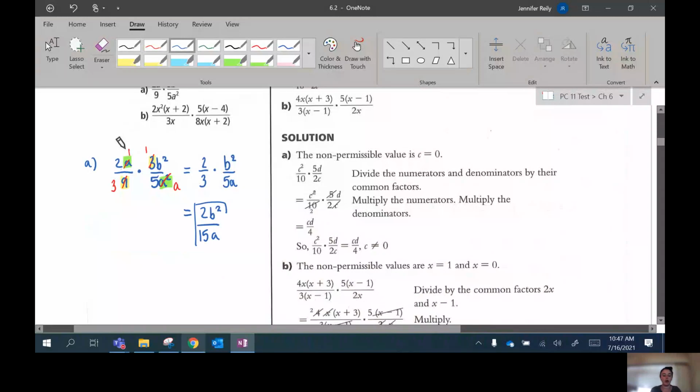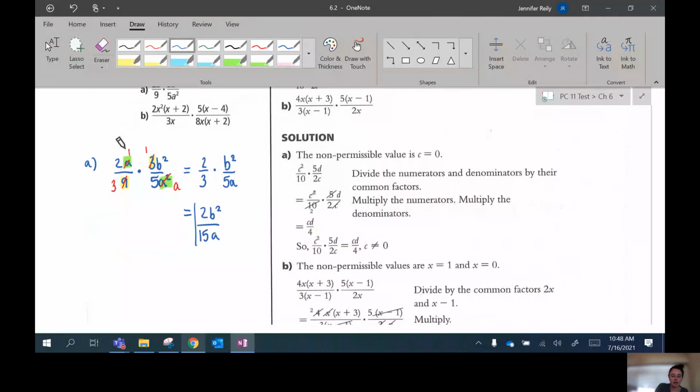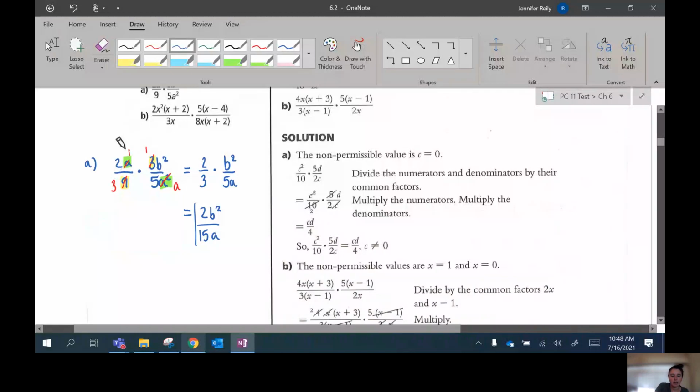Now we do have to write any non-permissible values. For pretty much every question, actually for all questions in this chapter, you need to write your non-permissible values. We go back to the beginning, before we did any canceling, to look for those. The only variable in the denominator is a. So for this question, a cannot be equal to 0, because if a was 0, we'd be dividing by 0.